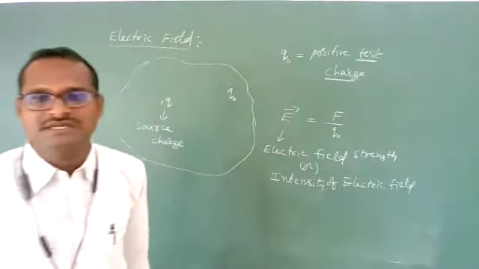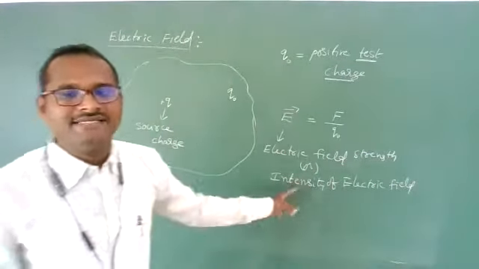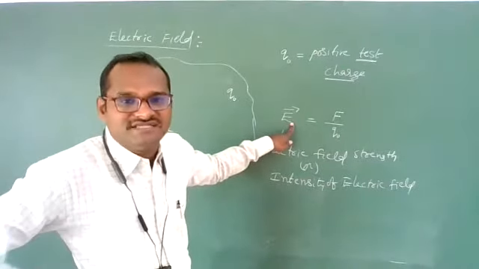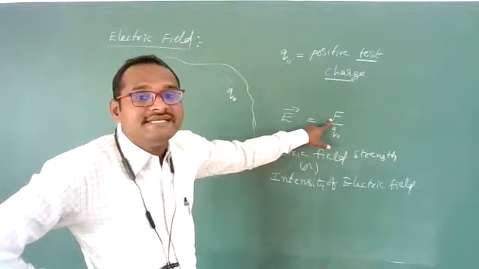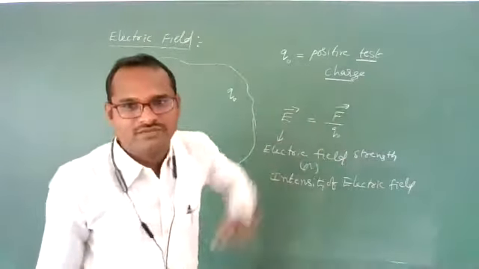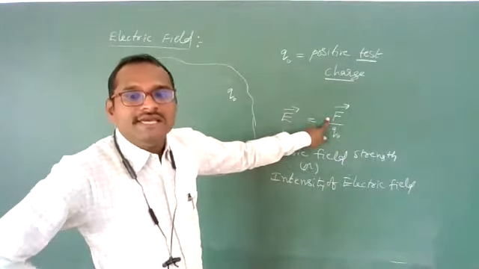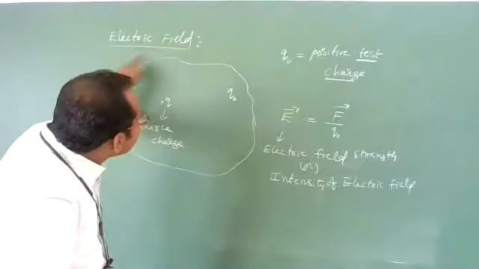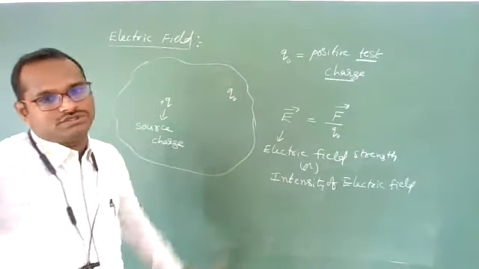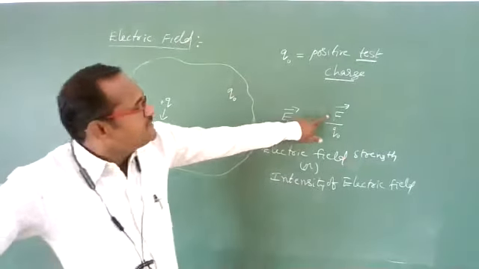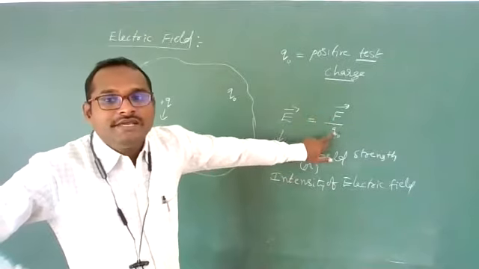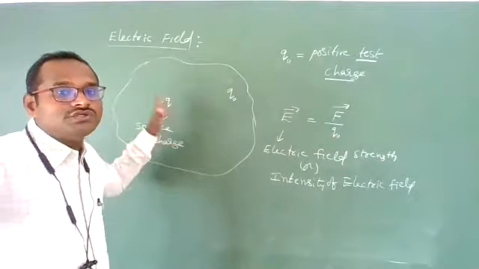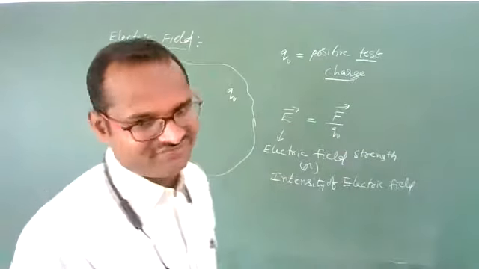Okay, you need to remember these words. Electric field strength and intensity of electric field are both the same. Electric field strength is defined as the force experienced per unit positive test charge placed inside the region of electric field of the source charge. How to define? It is the force experienced per unit positive charge placed inside the field of the source charge. Okay, this is the definition. This force is a vector quantity.